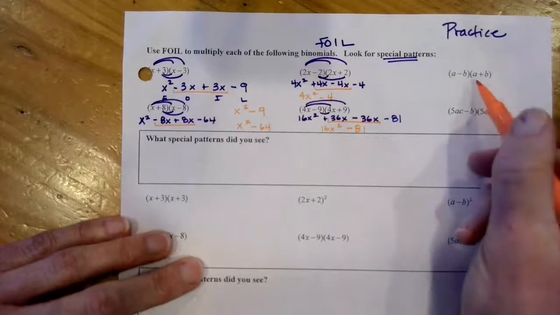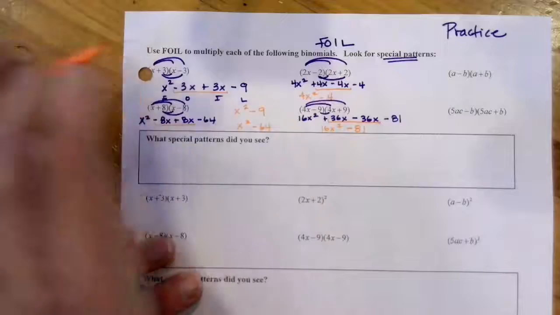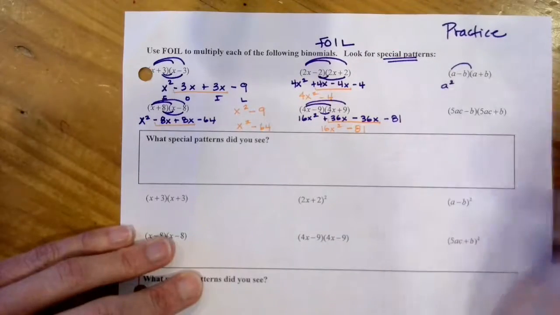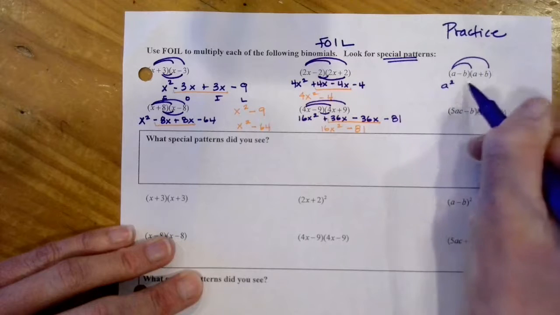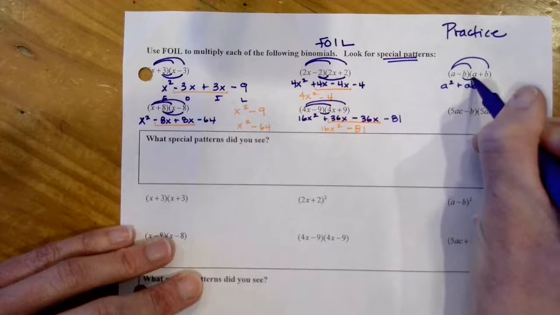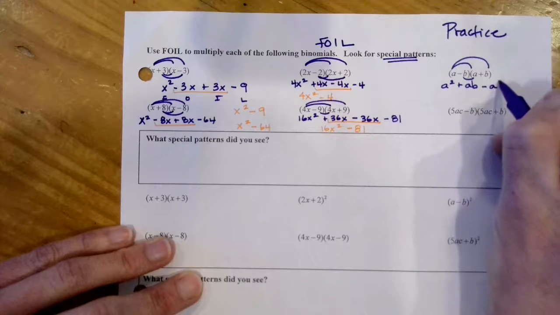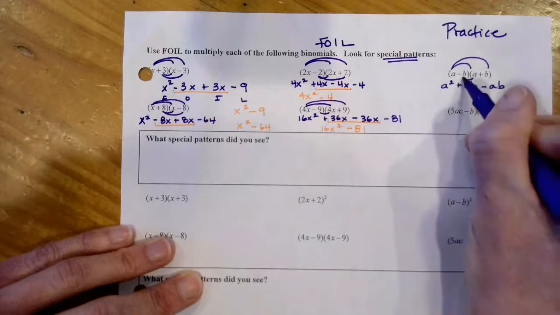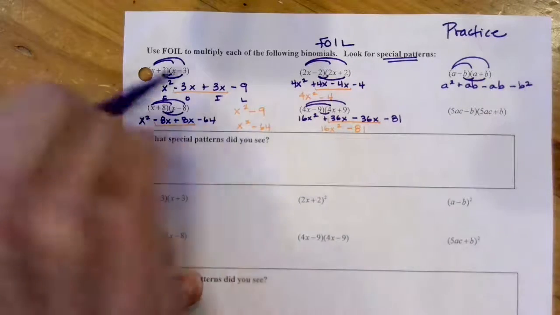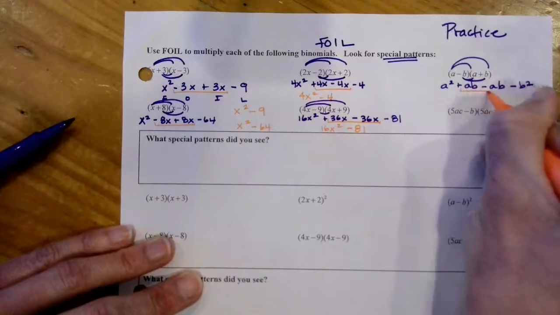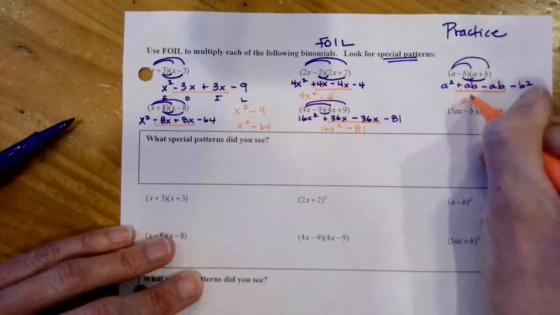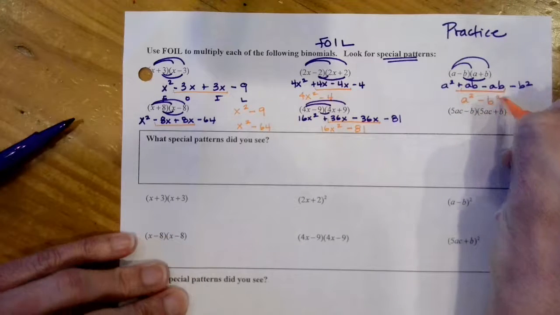So here I have a generic pattern. And we can go ahead and do a times a is a squared. A times b is positive ab. Negative b times a is negative ab. And negative b times b is negative b squared. And again, do you see this 0 pair, plus and minus ab? Leaving me with a squared minus b squared.